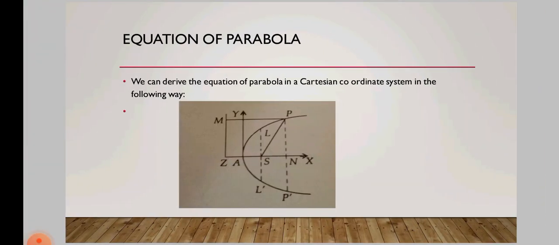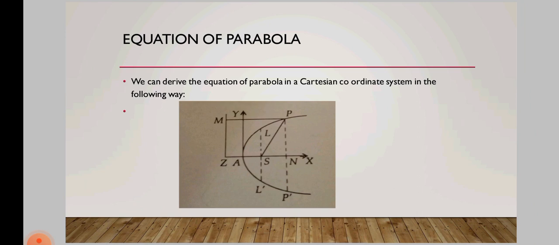So now we find the equation of the parabola. This is a parabola, and now we will describe how we can find its equation. In the picture, P is the locus of the point, S is the focus, and MZ is the directrix line. First we are given a point S and a line MZ, and we have to find the locus of a point P, which moves and keeps equal distance from the point S as well as the line MZ.